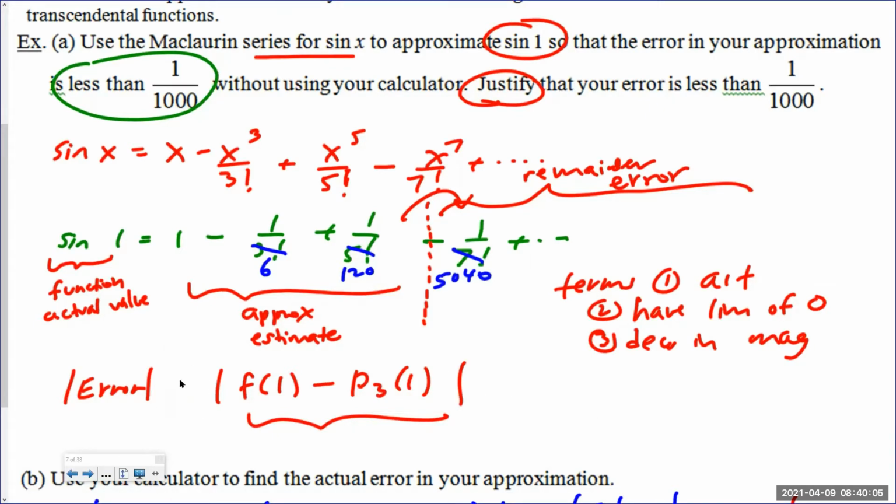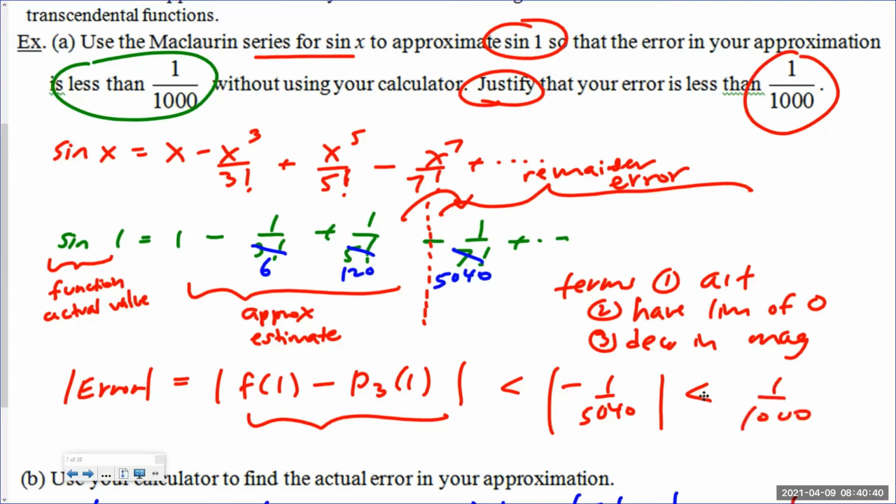Oops, sorry, this is an equal sign. This error is actually equal to this. But the alternating series remainder says that it's less than or equal to, and sometimes it's just less than, the next term. If I call this the approximation, the next term is the absolute value of -1 over 50/40. You could just put 1 over 50/40 here, because that is the absolute value of -1 over 50/40. Then you have to show that it truly is less than what they told you, that it should be less than 1,000, which it is. So this is my justification, and this is my approximation for sine 1.